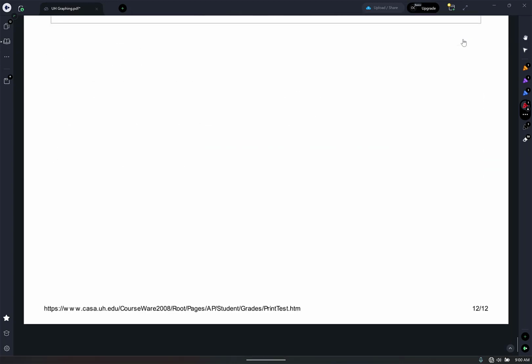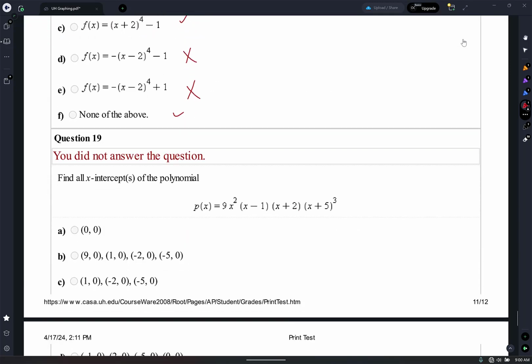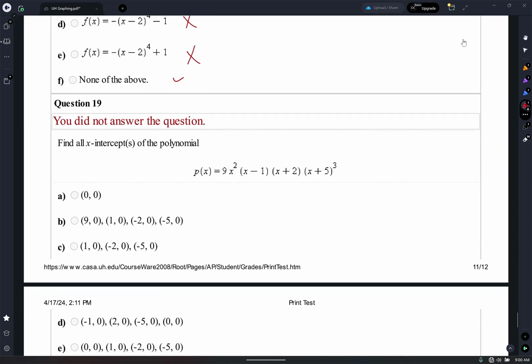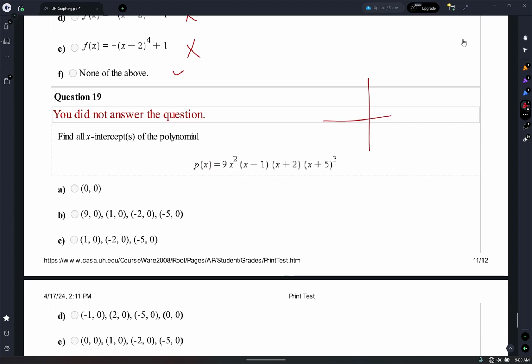All right, last one. Wait, I think it's the last one. Last two. Find all x-intercepts of the polynomial. X-intercepts happen when you cross the x-axis. So that means the y value is 0. So just set that equal to 0. The only way that will be 0 is if x equals 0, if x equals 1, if x equals negative 2, or if x equals negative 5.